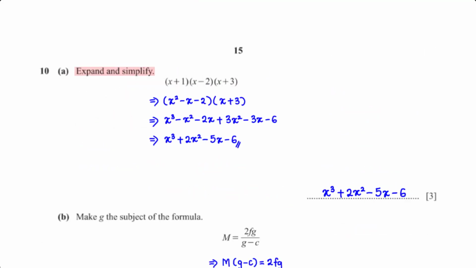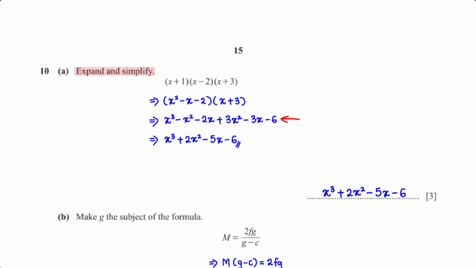Expand and simplify. x plus 1 times x minus 2 times x plus 3. When we expand x plus 1 times x minus 2, we get x squared minus x minus 2. To expand these two brackets, we pick each of the terms in one bracket and multiply it with all the terms in the other bracket. When we do that, this is what we get.